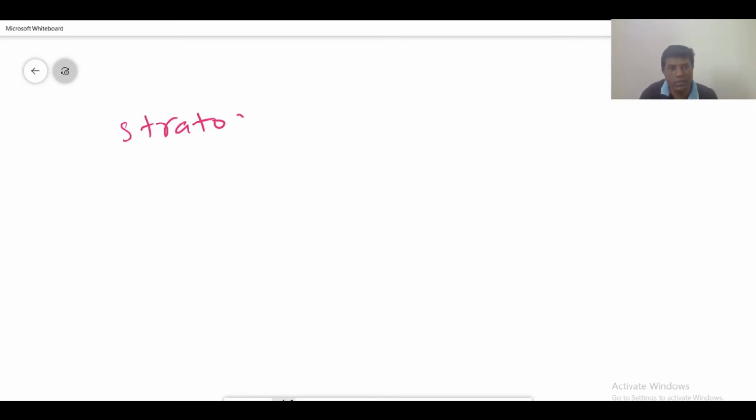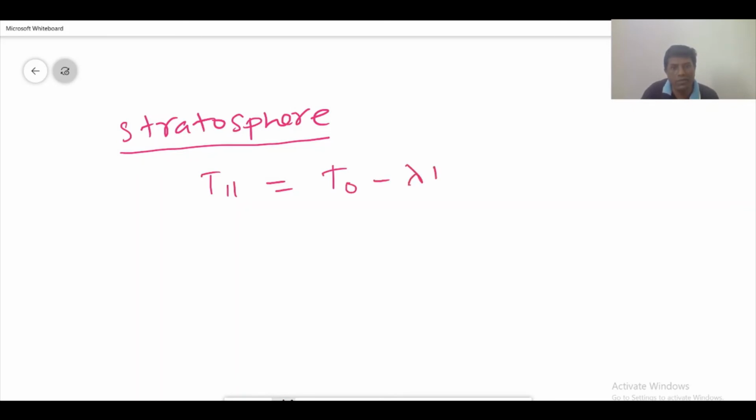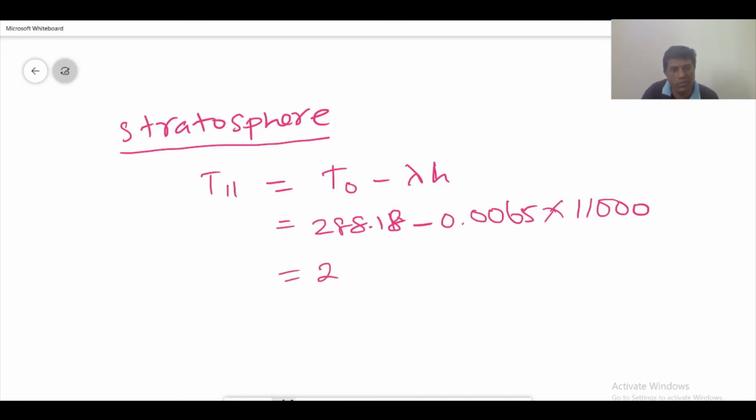In the case of the stratosphere, as we said, the temperature remains constant. From 11 kilometers, what is the temperature? Let us find out the temperature at 11 kilometers. The sea level temperature is 288.18 minus the lapse rate, 0.0065, times h, which is 11,000. If we do so, this becomes 216.5 Kelvin. So this is the temperature at 11 kilometers.